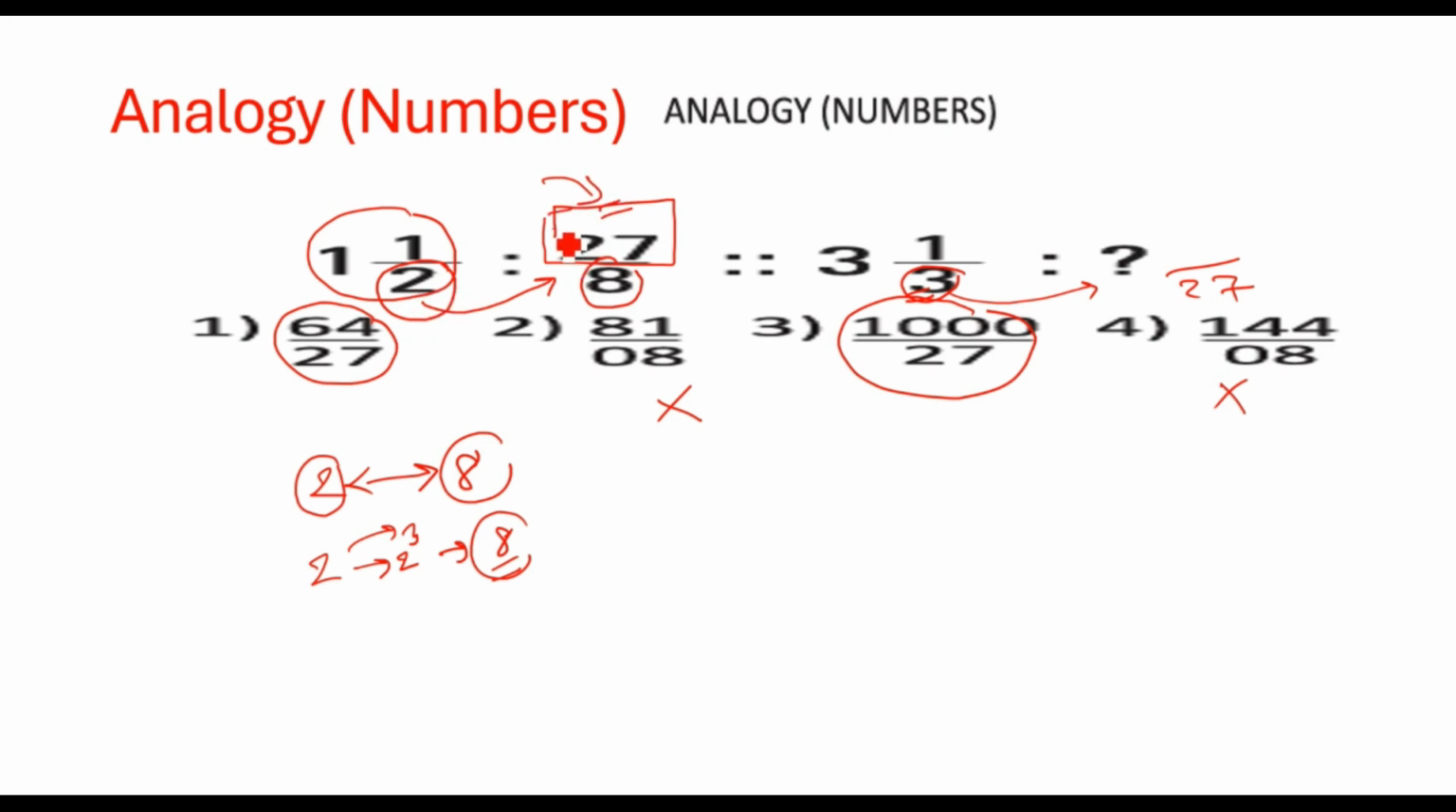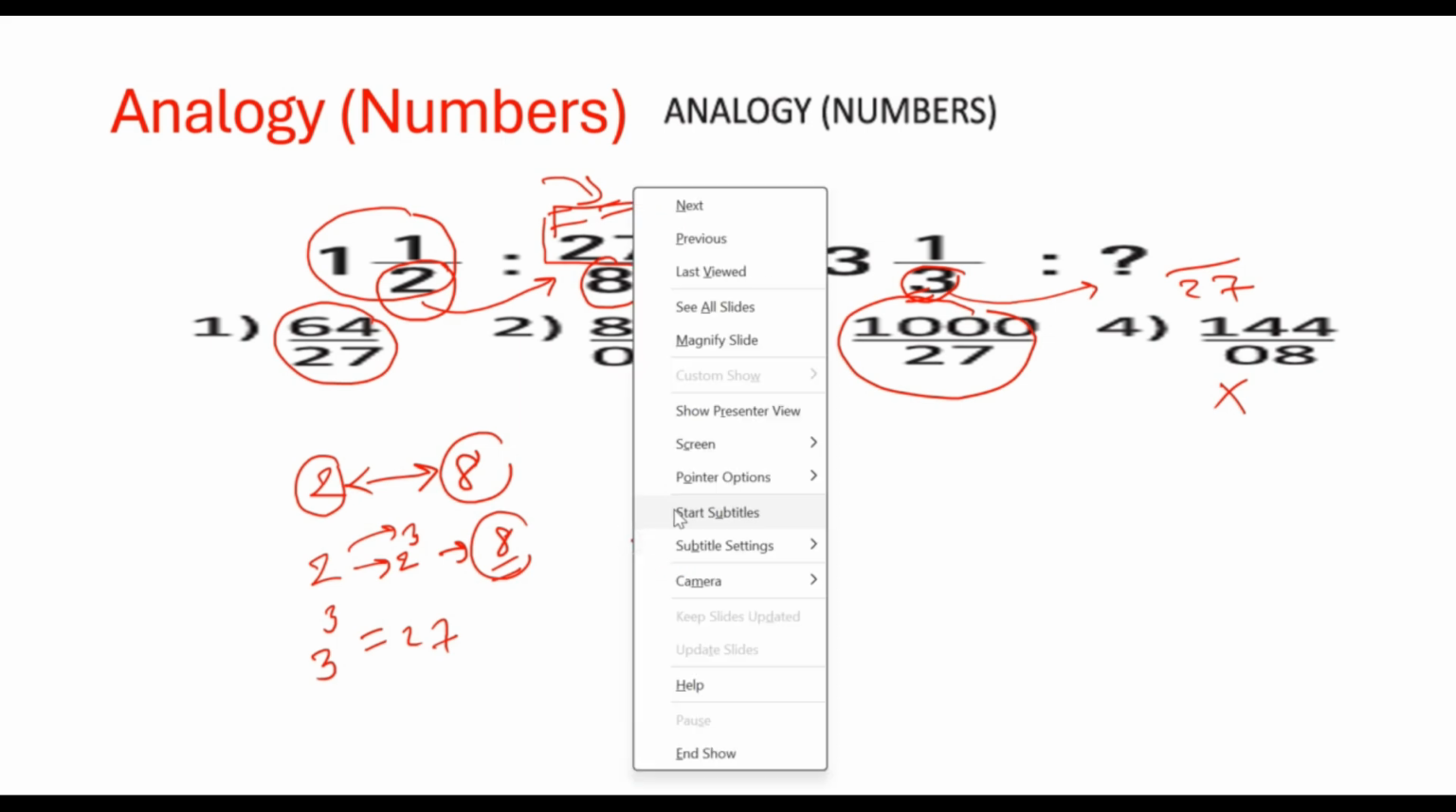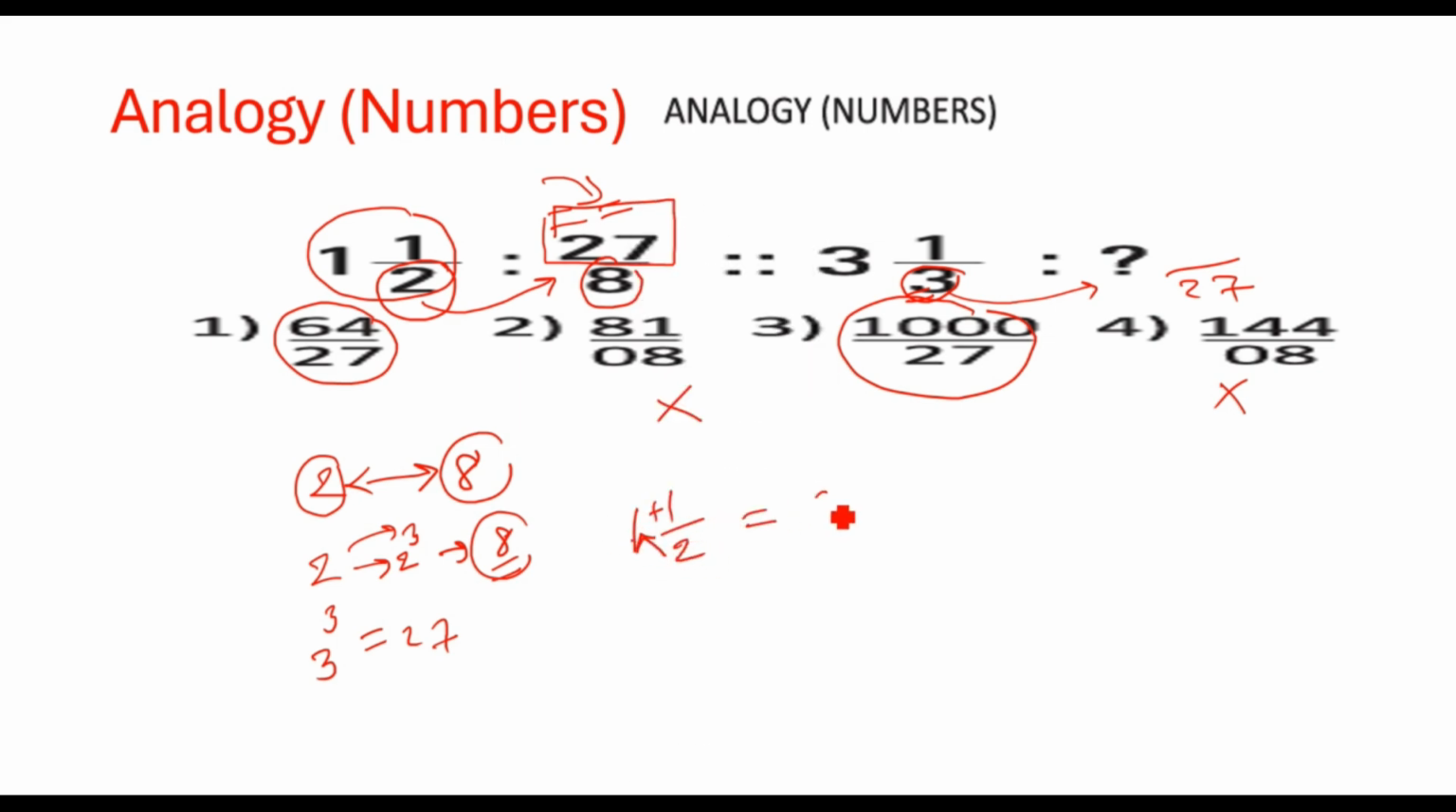27 looks to be 3 cube. Then how can 3 be there? We know that in a mixed fraction, you multiply this number by this number and add the numerator. So 2 1s are 2 plus 1, and that becomes 3. And if I cube it, that becomes 27. It means if I apply the mixed fraction rule, 2 1s are 2 plus 1 is 3, and that is 3 cube is 27, and this is 2 cube is 8.